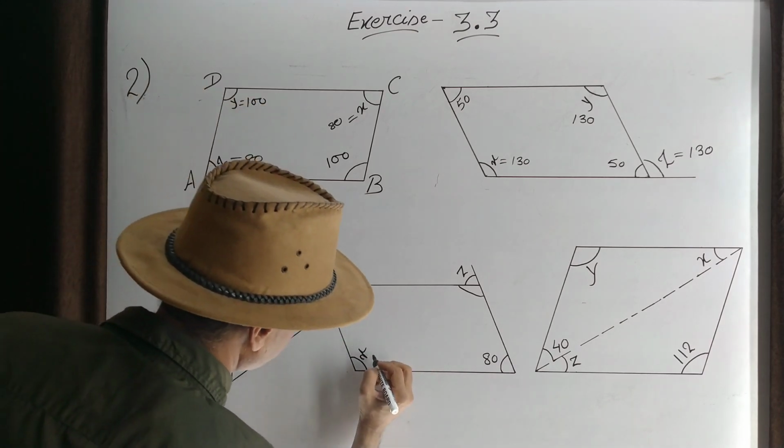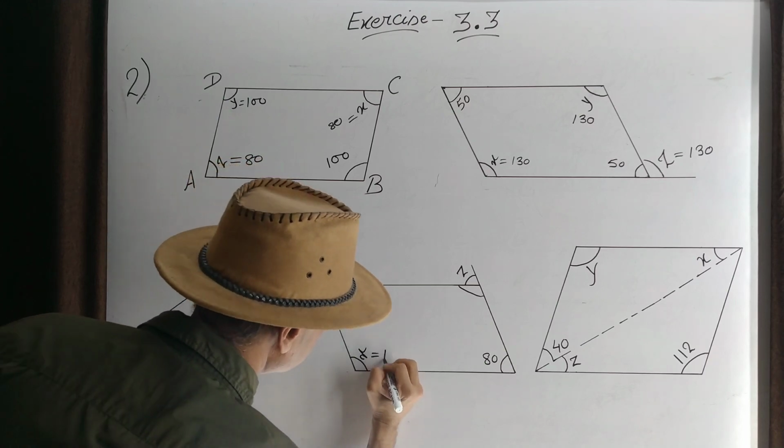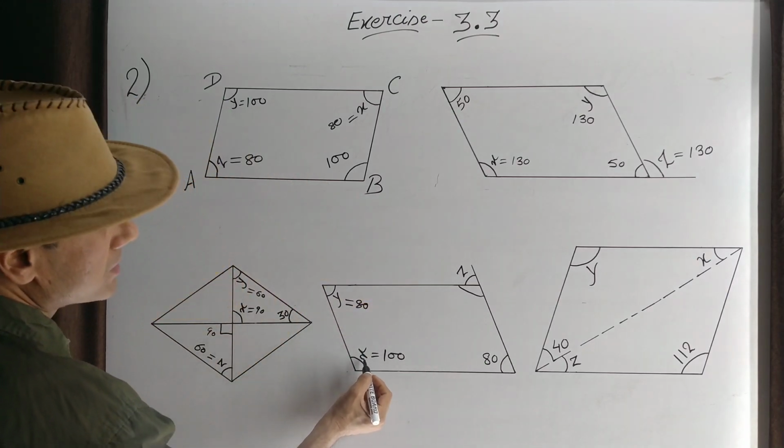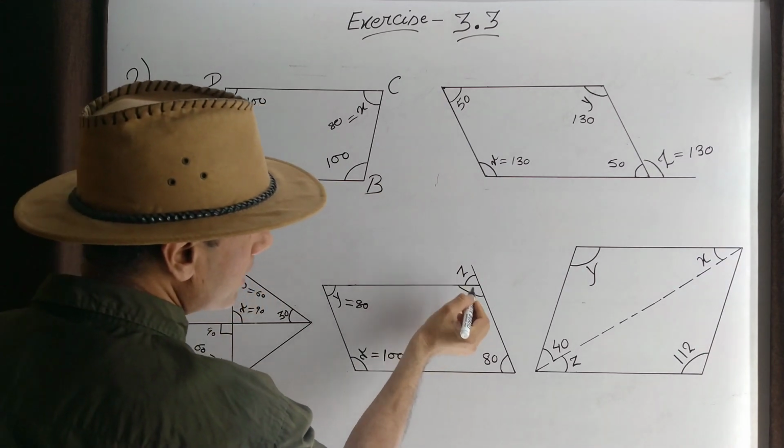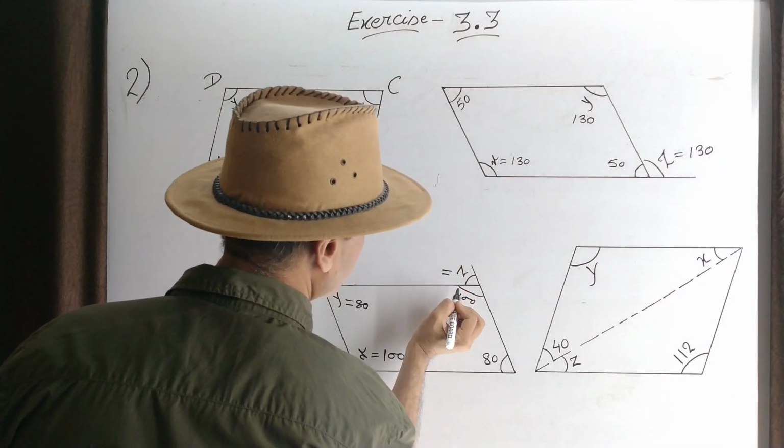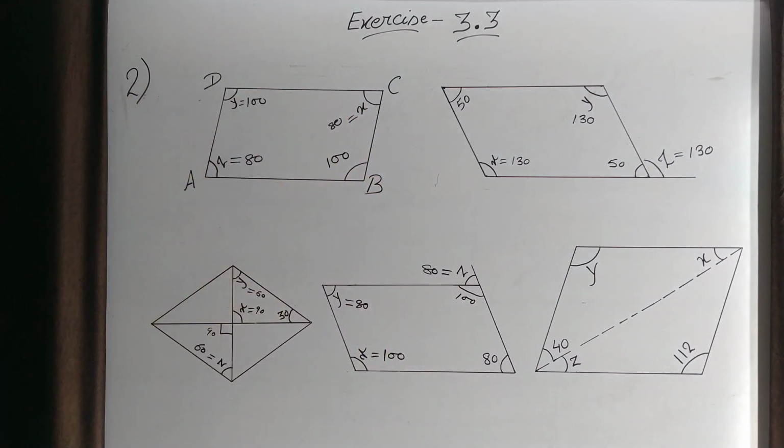If y is 80 degrees, x will be equal to 180 minus 80, that will be 100 degrees. If x is 100 degrees, this angle will be equal to 100 degrees and that will make z to be 180 minus 100, that is 80 degrees. Clear?